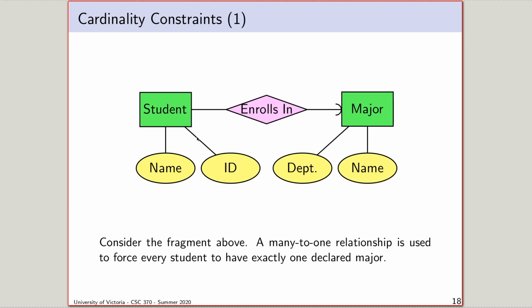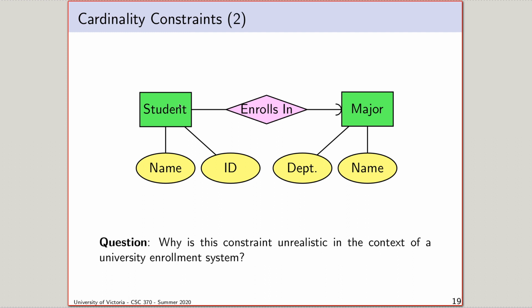Here, though, we're modeling the enrollment again, and we need to be a little bit careful whether we think this is actually a legitimate constraint. We're allowed to impose this constraint. So the way we would read this diagram is we would say a student enrolls in exactly 1 major. So every student must have exactly 1 major. A major may be enrolled in by students. So there's no restriction going in that direction. So we have a many-to-one relationship. We need to ask ourselves some questions about whether that was a good idea.